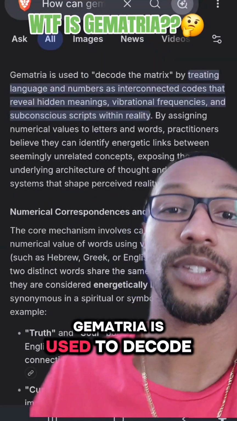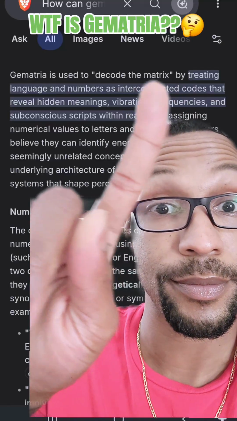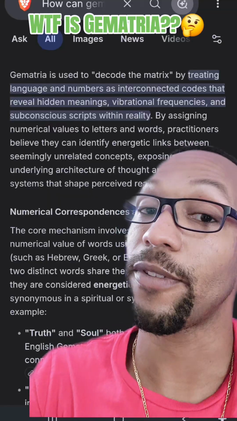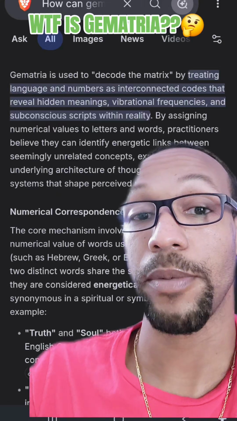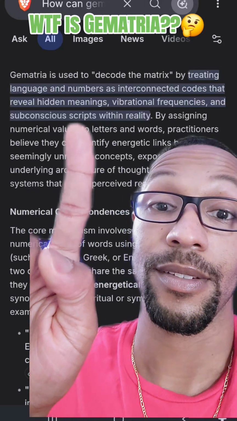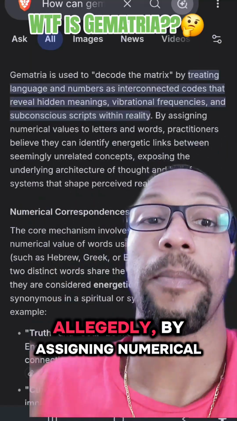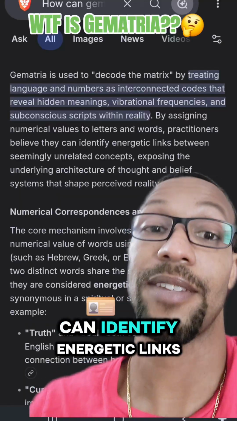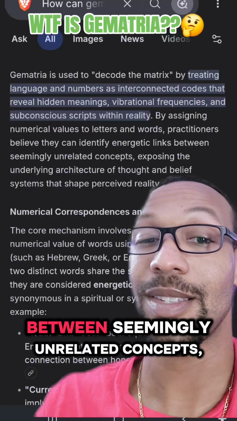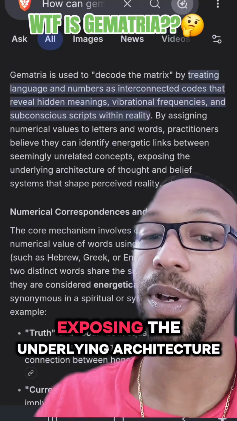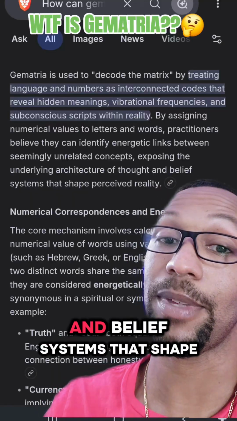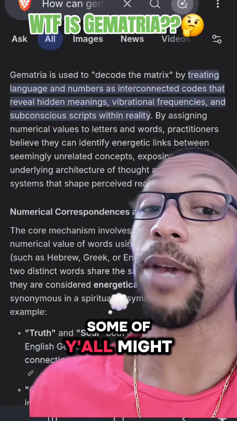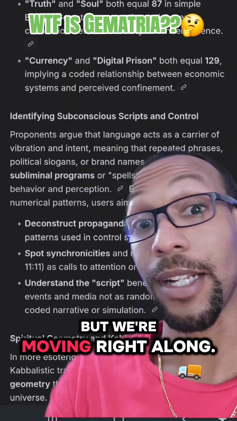Gematria is used to decode by treating language and numbers as interconnected codes that reveal hidden meanings, vibrational frequencies, and the subconscious. Allegedly, by assigning numerical values to letters and words, practitioners believe that they can identify energetic links between seemingly unrelated concepts, exposing the underlying architecture of thought and belief systems that shape perceived reality. Some of y'all might want to play that back, but we're moving right along.